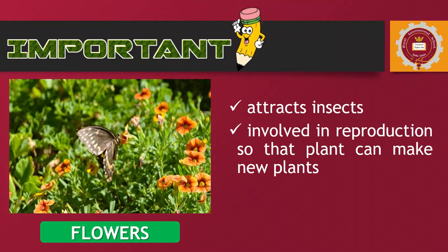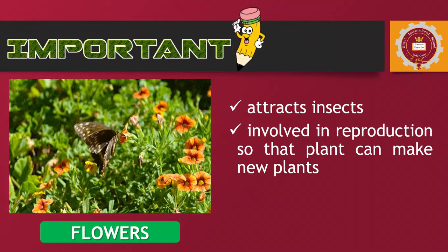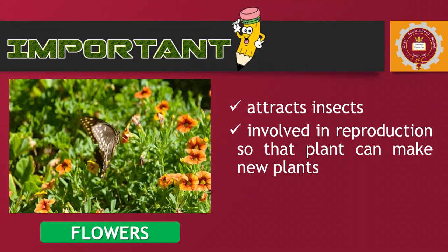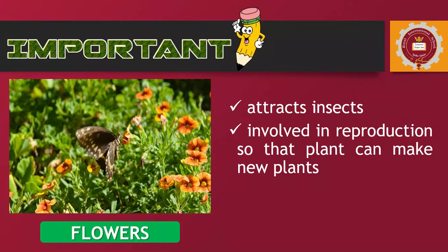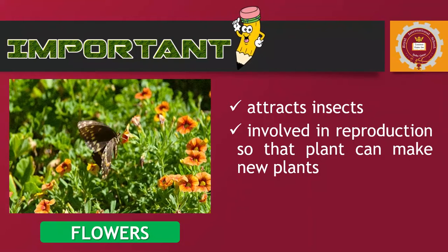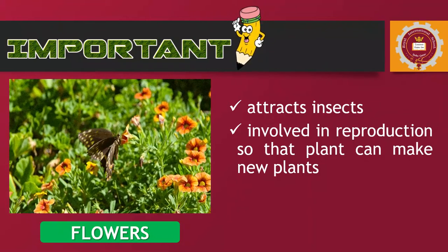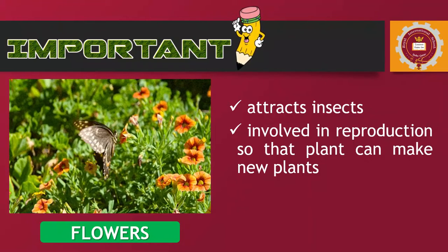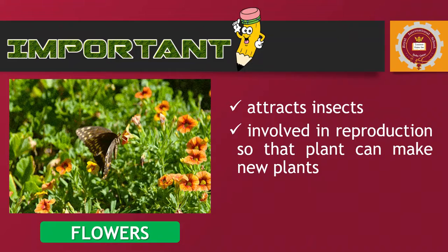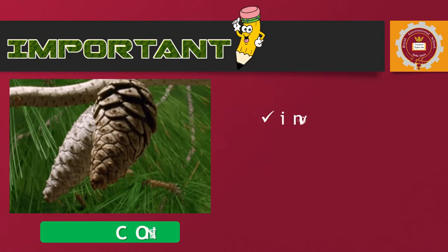Okay, so flower does not only attract insects. Its job is not to attract insects actually. So it actually helps to reproduce, so that a new plant can grow. Okay, now the next part.